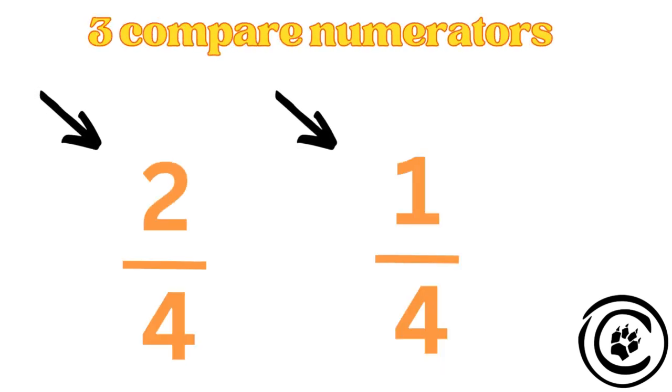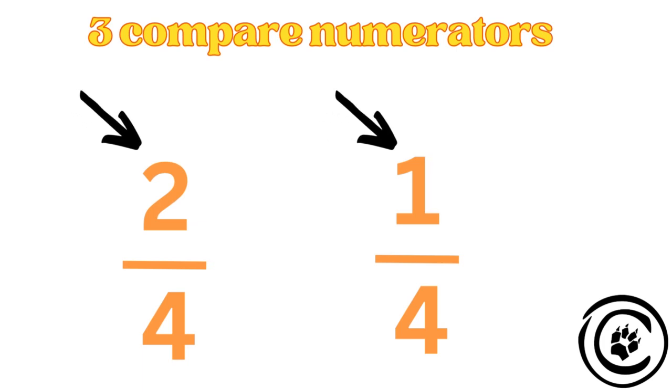3. Compare numerators. Now that the fractions have the same denominator, you can compare them by looking at the numerators. The fraction with the larger numerator is the larger fraction. That is, the fraction with the larger number on the top, when the denominators are the same, is the larger fraction.